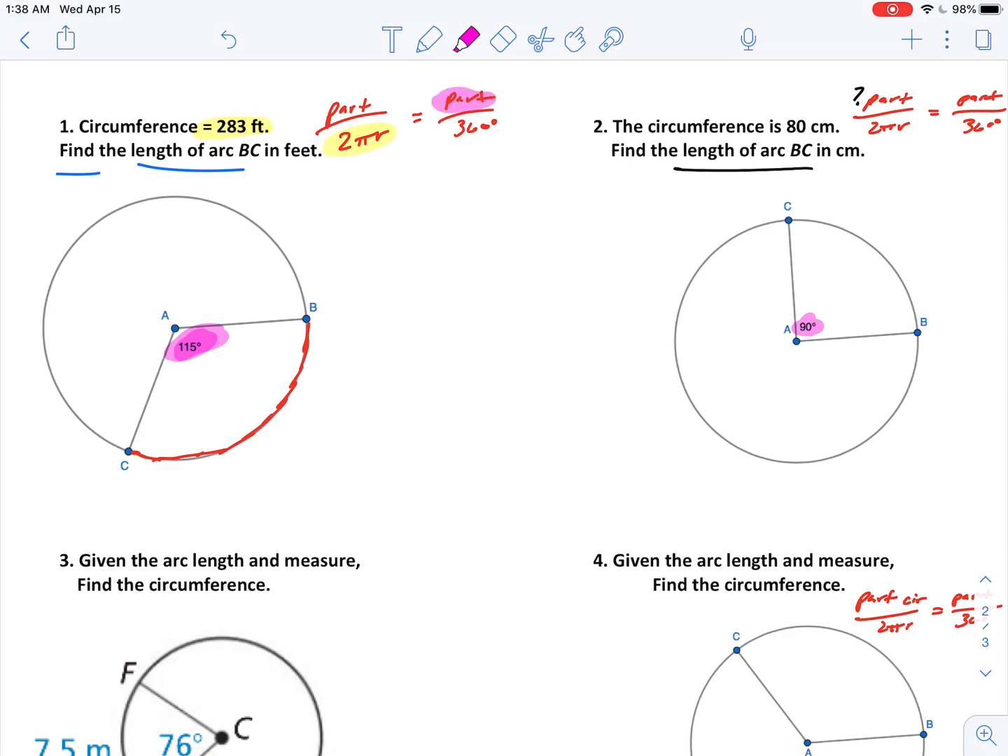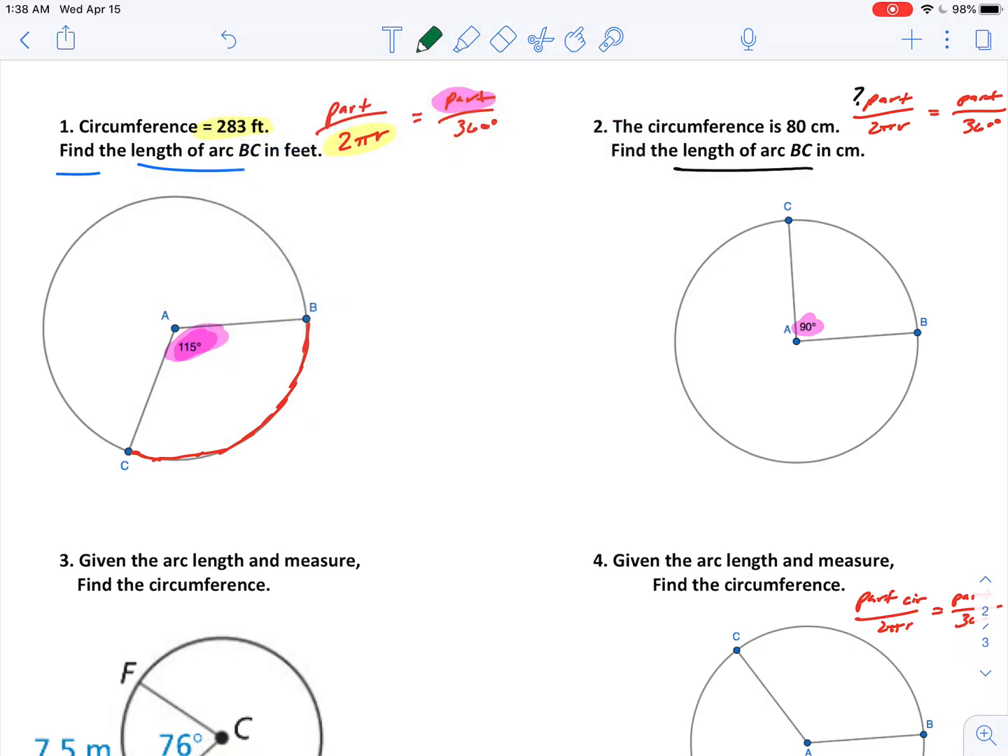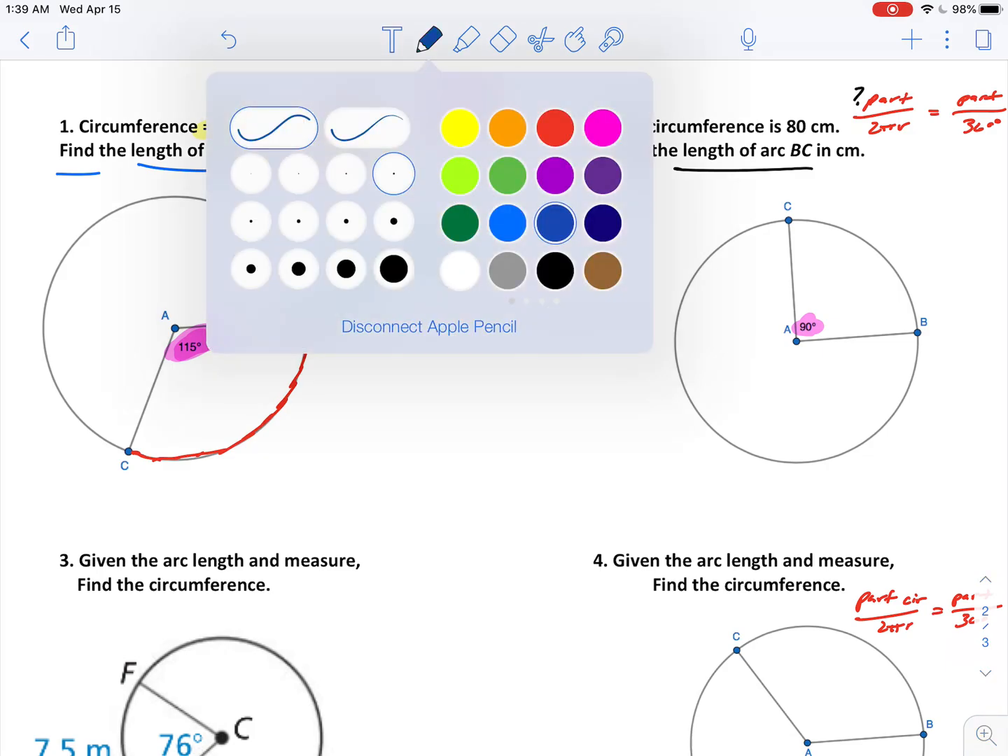Well, I'm given the circumference. So circumference is 283. I'm also given this central angle measure. So I'm given part of the circle in degrees. And they want me to find the arc length. They want me to find the part of the circumference. So I'll say I don't know what this is yet.